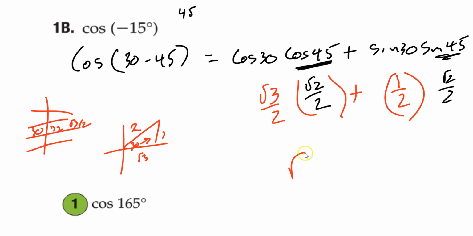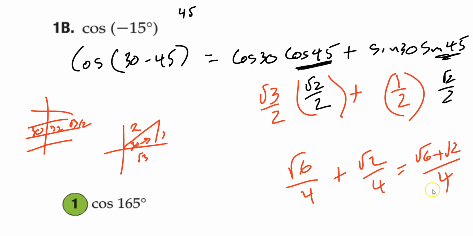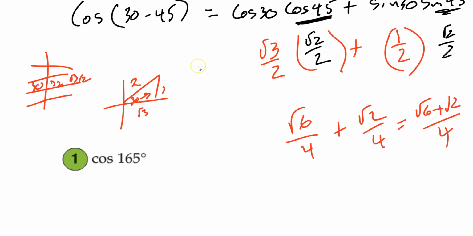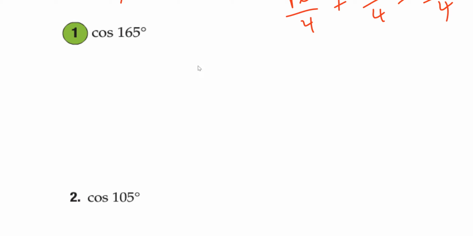Simplify, multiply those together. Rad 6 over 4 plus rad 2 over 4. I get rad 6 plus rad 2 over 4. Again, that's all it is to it. Break it up, and then do each one separately. Let's do a few more.